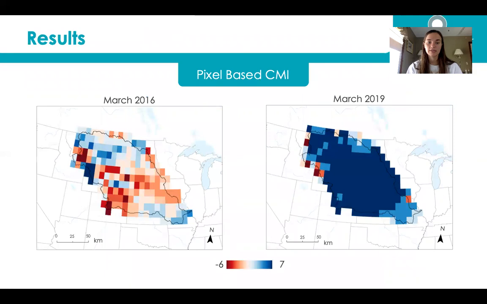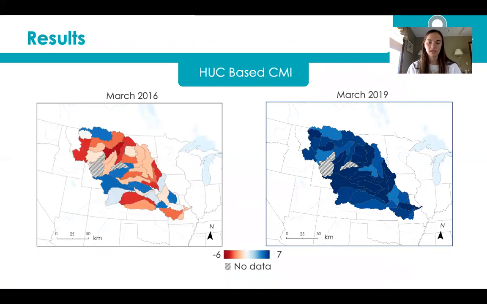Our results, here is a pixel-based CMI of about 26 kilometer resolution. Darker red is drier than normal conditions, and darker blue is wetter than normal conditions. March 2016 was a known drought year in the area. And then 2019 was a known flood year in many regions of the area, and you can see our CMI reflects this. Here's a HUC-based CMI. HUC is a hydrologic unit code, and it's just sub-watershed basins in the area. And we represented our data this way as well.